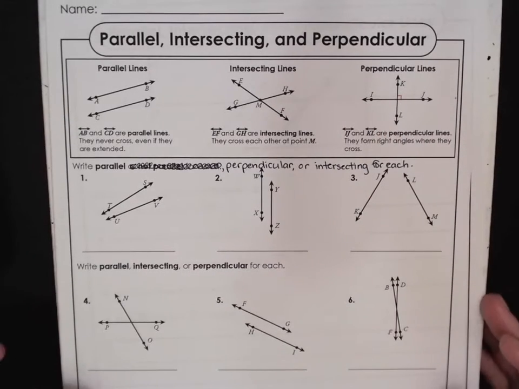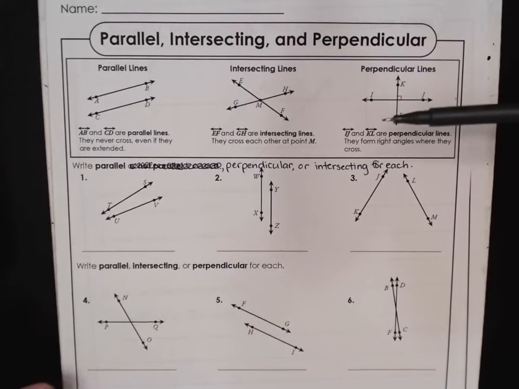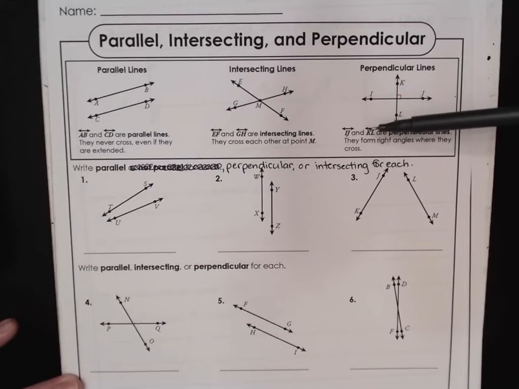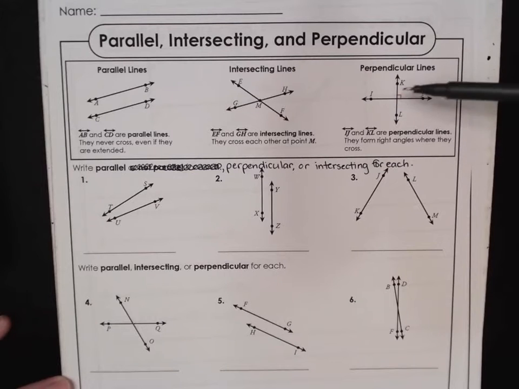And the last one is perpendicular lines. Line IJ and line KL are perpendicular lines. They form right angles where they cross. So you see this little red square? That shows us that that's a right angle formed right there. So we know this is a special kind of intersecting lines called perpendicular lines.